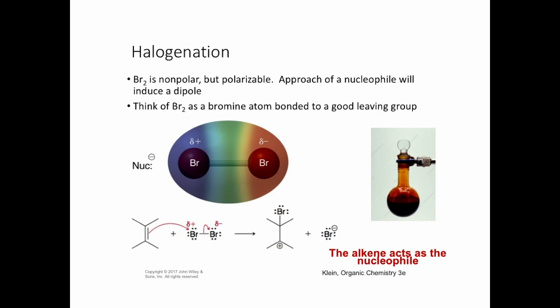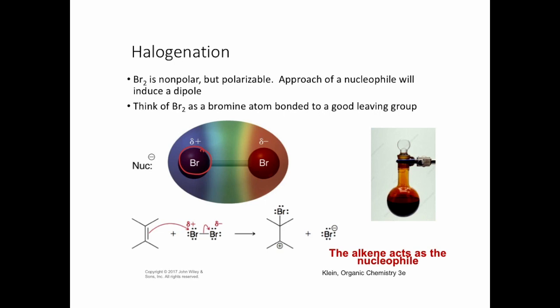The bromine molecule is nonpolar but polarizable, meaning its electron density can shift and move. And an approach of a nucleophile will induce a transient dipole. So as the nucleophile approaches, it can cause one end of the bromine to have a slight positive charge and the other to have a slight negative charge. So you can think of bromine as a bromine atom bonded to a good leaving group.